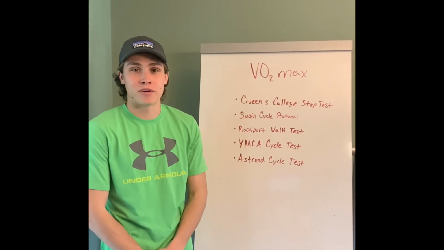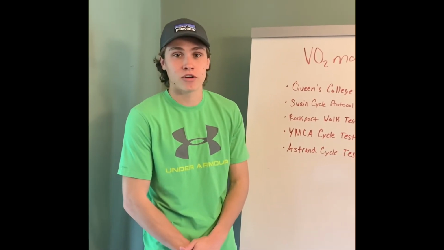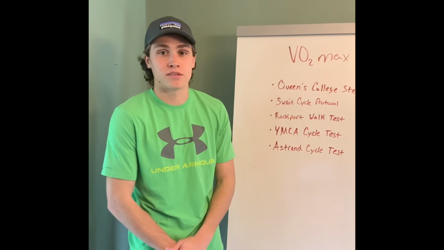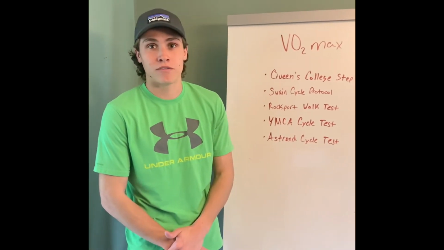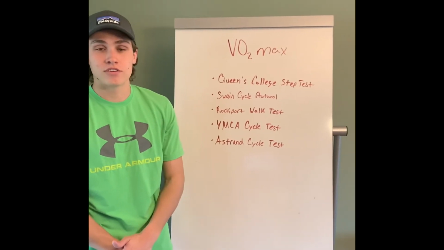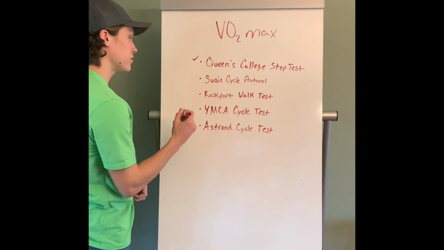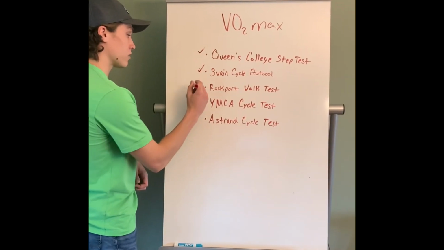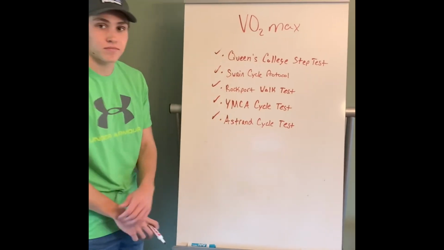Other ways that we can find a person's VO2 max are by estimating during a sub-max test protocol. These are used when a max test is not possible due to the lack of equipment or is simply not preferred because the person might have ongoing limitations that prevent them from maxing out. Behind me are a few examples of sub-max tests. As you can see, there's a wide variety. We have Queens College Step Test, Swain Cycle Protocol, Rockport Walk Test, YMCA Cycle Test, and the Astrand Cycle Test.